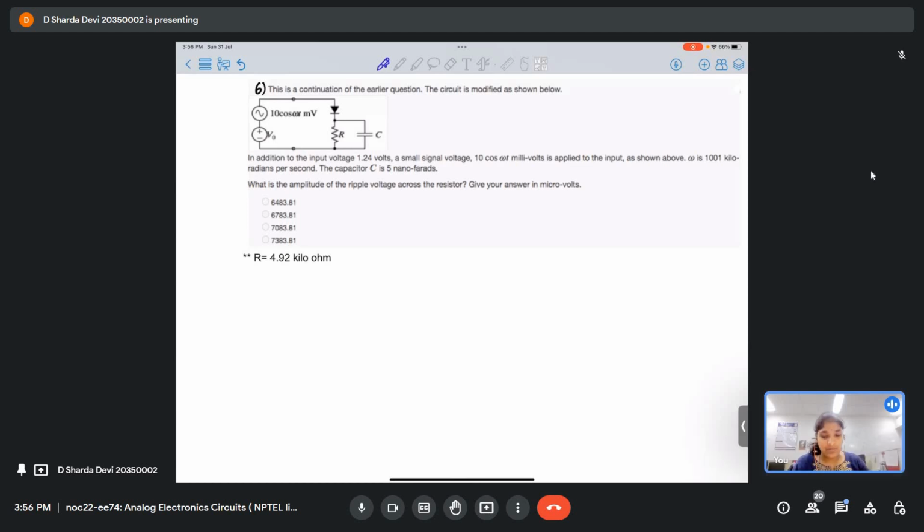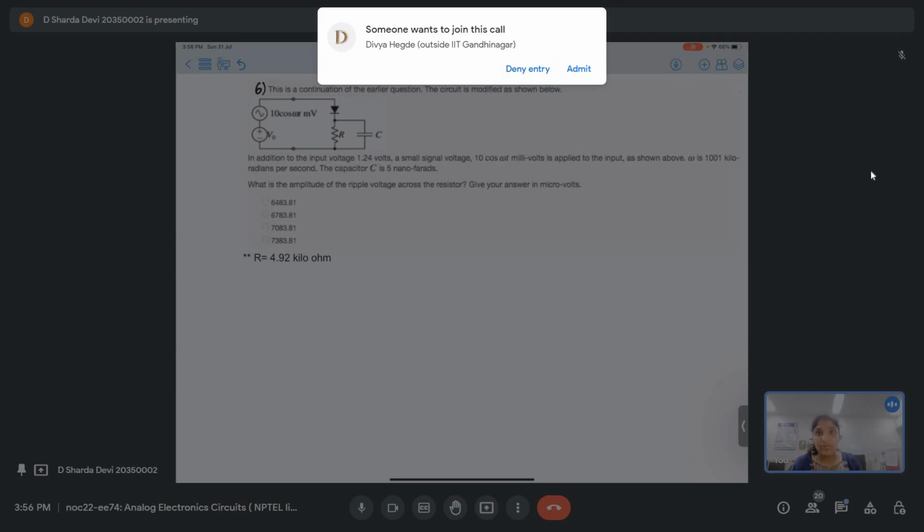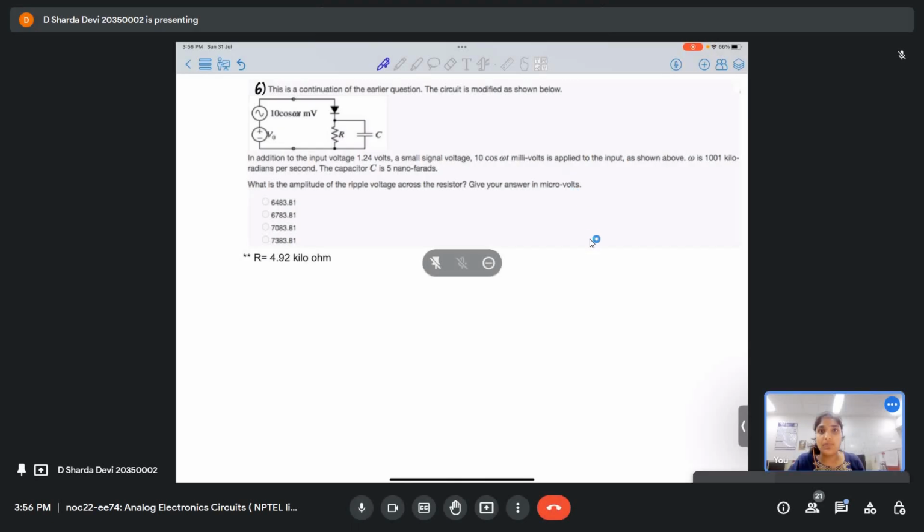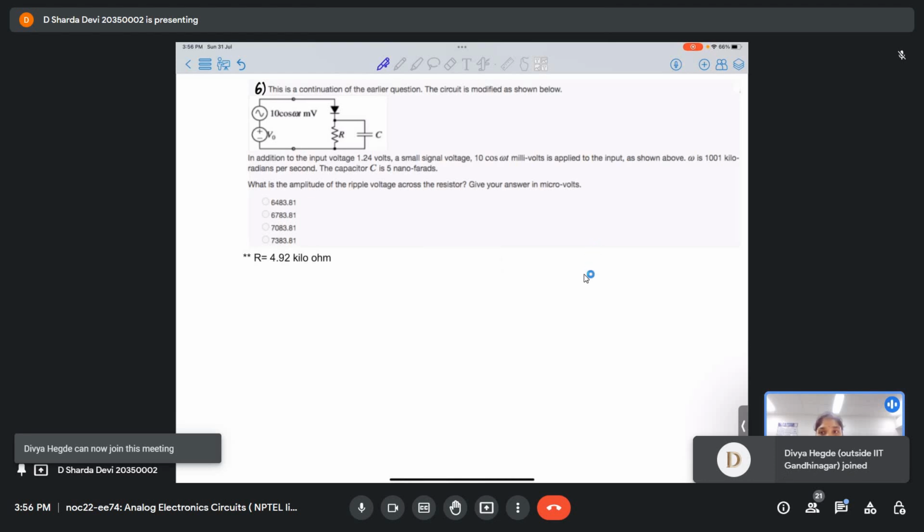Okay, so let's take up this question. This is actually the follow-up question. So here also this resistance is 4.2 kilo ohms, right? This is the last question that we'll take up for today.